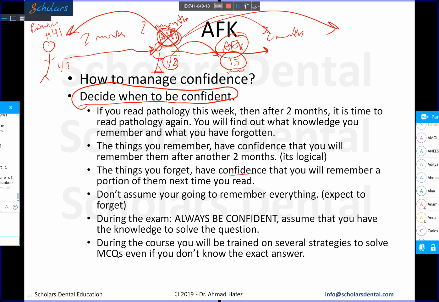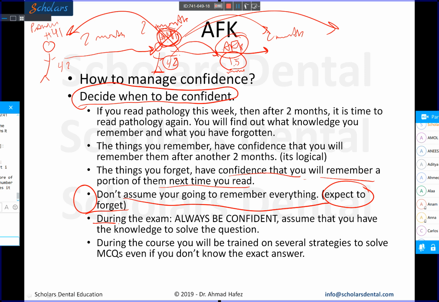Okay. The things you forget, have confidence that you'll remember a portion of them next time. Very important, don't assume you're going to remember everything. Expect to forget. This happens a lot with people because people get shocked when they learn how bad their memory is, okay? Our memories are not amazing after the first time. You will forget. Don't be alarmed. It's normal. If you read it once, I expect you to forget. You're not going to remember anything, maybe a little bit. But hopefully with the lectures, with reading, with our technique, it'll be better. But just expect to forget from the first time.